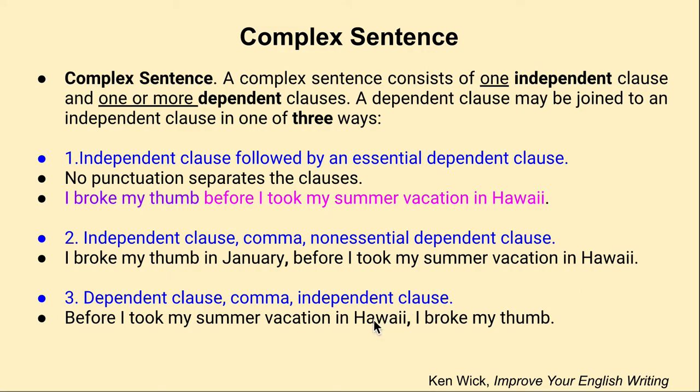Notice also that you've now learned how to flip sentences, meaning you could take this sentence, I broke my thumb before I took my summer vacation in Hawaii. You can write it this way with no comma, or you can flip it and put the "before" part first and then separate it with a comma. So now you've learned how to rearrange the sentence. But that's how, when you have a dependent and an independent clause, they may be joined to each other in one of three fashions. This is how they're joined, and also the punctuation that you use.